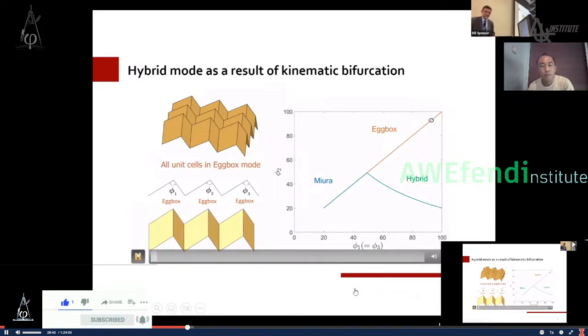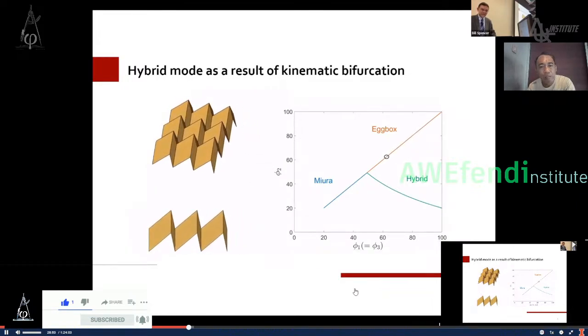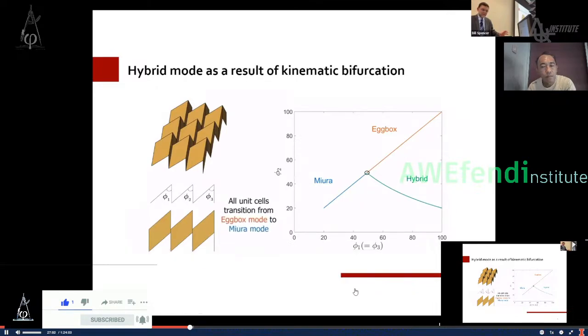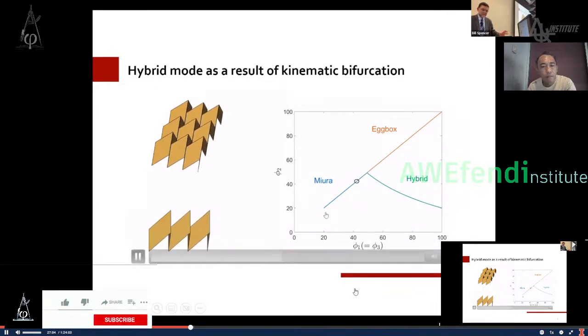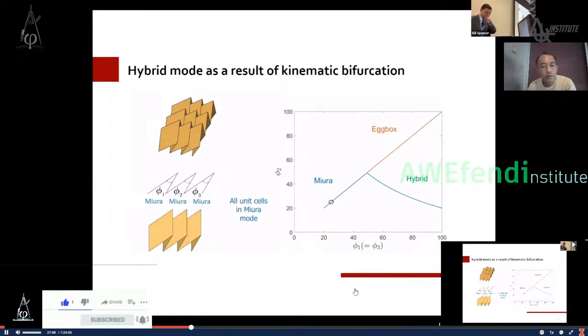And this is what you see in this animation. Here, all the cells are in the egg box mode, as you can see here. And you come, and this here is a transition point, and then all of them are going to switch to the Miura mode, as you can see here. And now we go back.